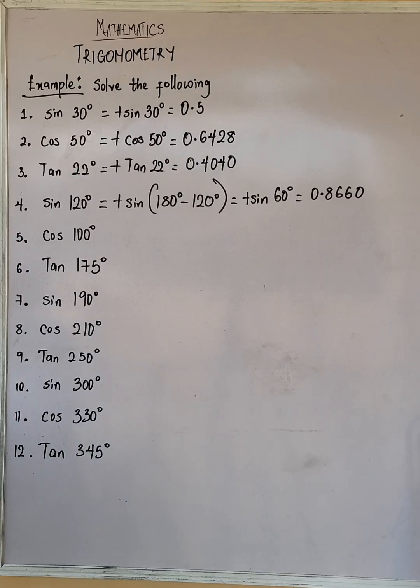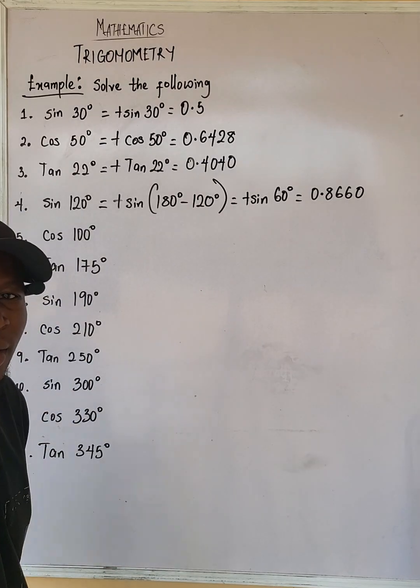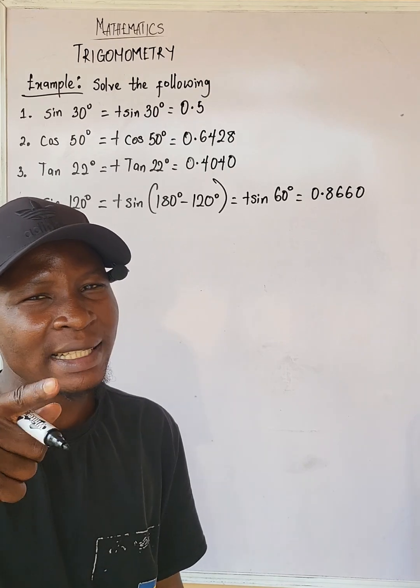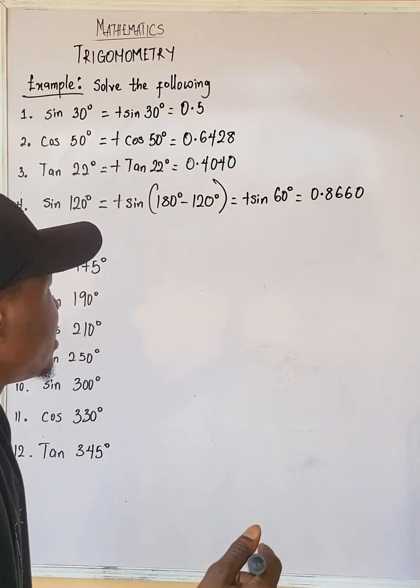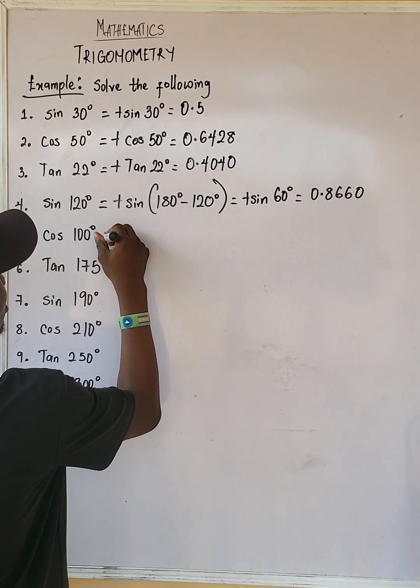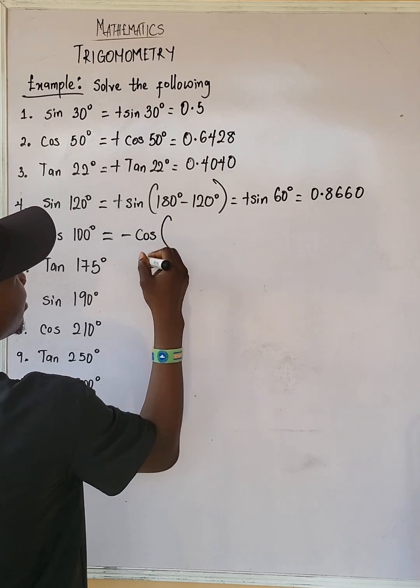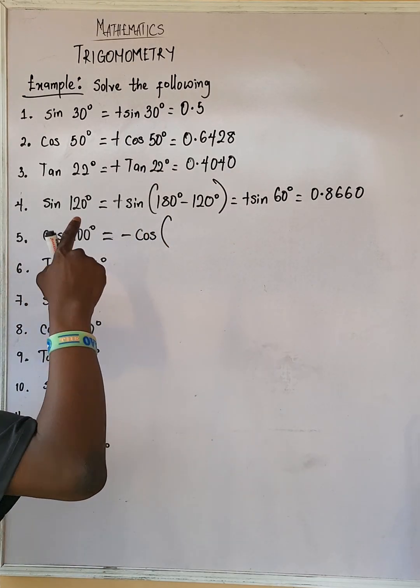0.8660. Now, cos 100. 100 falls on which quadrant? On the second quadrant, right? So what's positive on the second quadrant? Only sine is positive. Cos and tan are negative. So what do you now write? Negative cos. Do you understand? Negative cos.